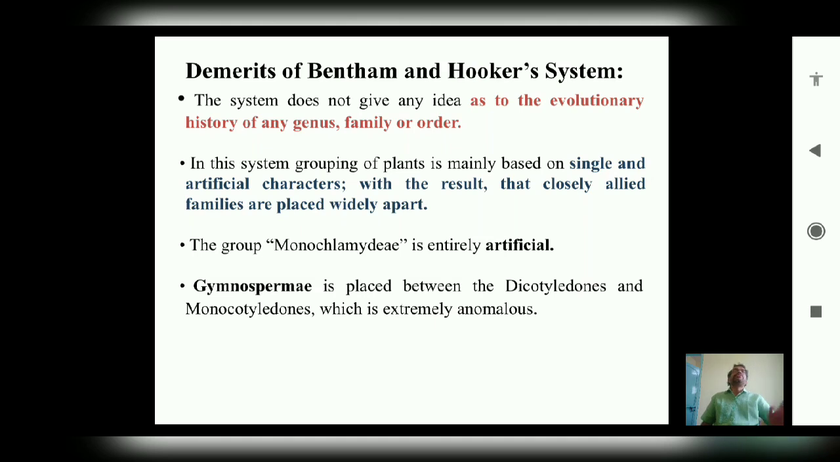So, demerits of the Bentham and Hooker system of classification. The system does not give any idea as to the evolutionary history of any genus, family, or order. In this system the grouping of plants is mainly based on single and artificial characters, with the result that closely allied families are placed widely apart. The group Monochlamydeae is entirely an artificial grouping, and Gymnospermae being placed between dicots and monocots was also a demerit in their system of classification.